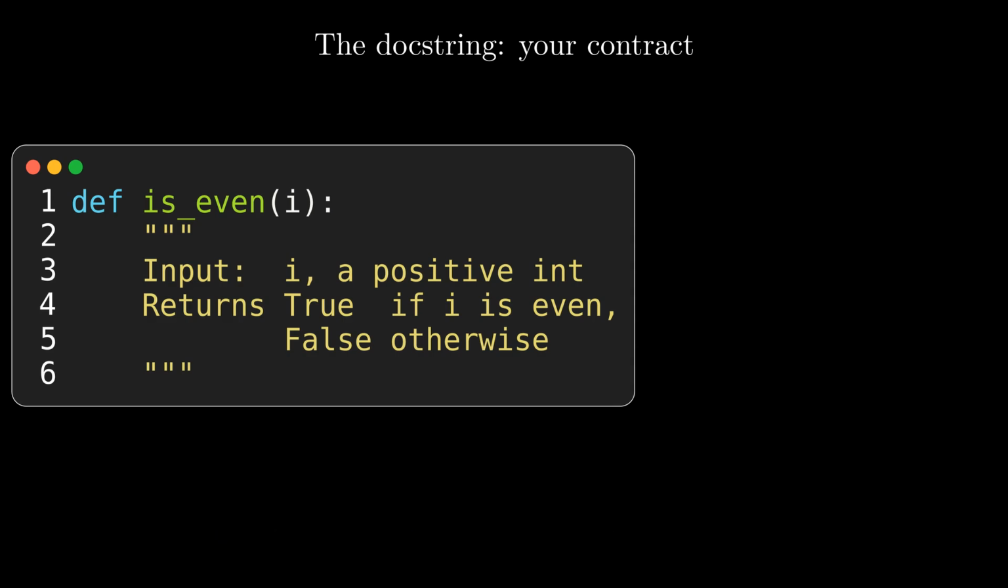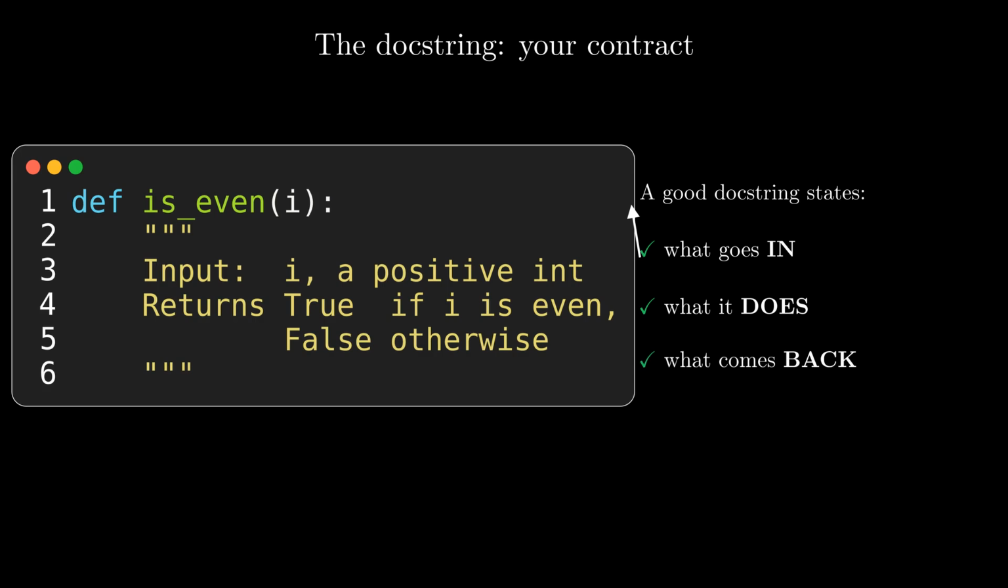The first thing we write inside is the docstring. It opens with triple quotes and closes with triple quotes, and between them you write whatever you like, a comment that spans several lines. Treat it as the contract for your function. A good docstring hits 3 points: what goes in, what the function does, and what comes back. Ours states that the input i is a positive integer and that the function returns true when i is even, and false otherwise. Anyone who reads those few lines now knows how to use isEven without ever reading a single line of the body underneath.